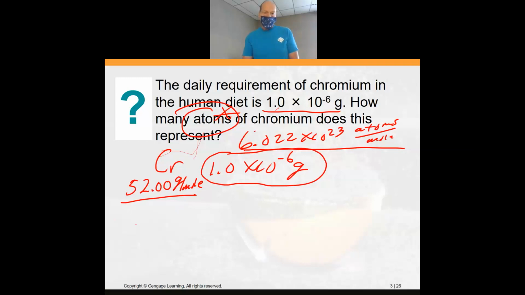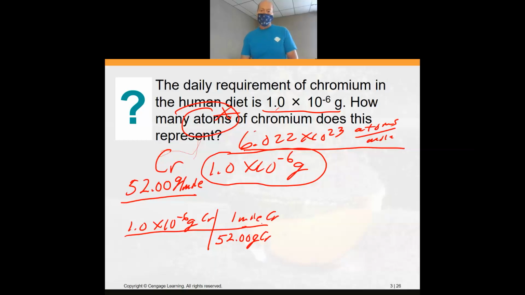So we have what we start with, which is 1.0 times 10 to the minus 6 grams of chromium. To get rid of grams of chromium, it is right here. It says on the periodic table there are 52.00 grams of chromium in 1 mole of chromium. Again, I would highly recommend putting the 1 in front of the mole. It is always molar mass, mass per 1 mole. All right, grams of chromium cancel grams of chromium. We have moles of chromium. We don't want moles of chromium. We want how many atoms there are.